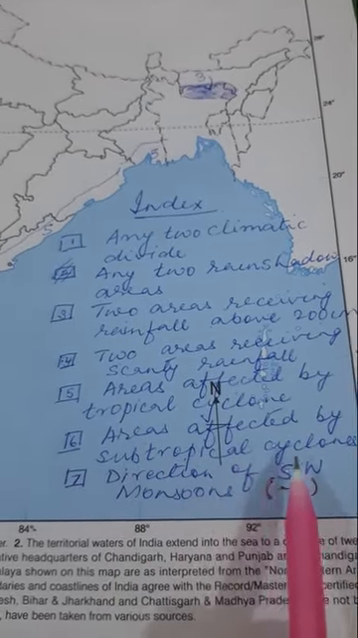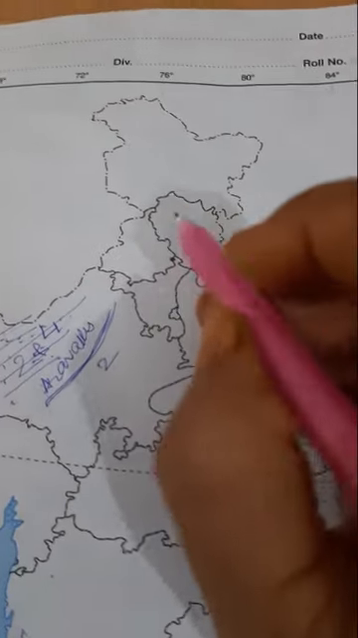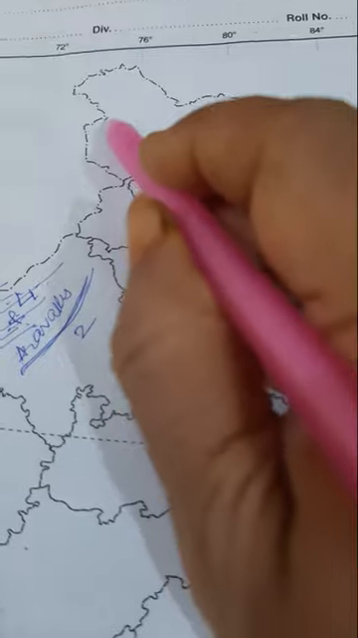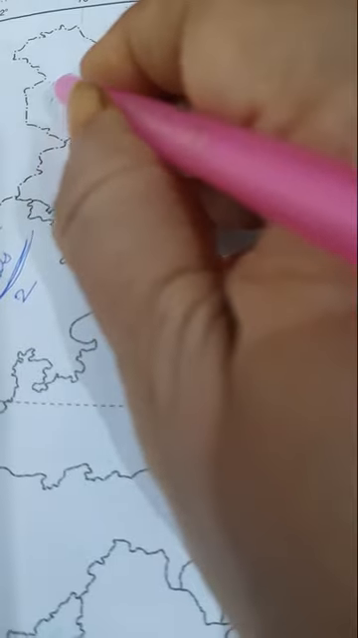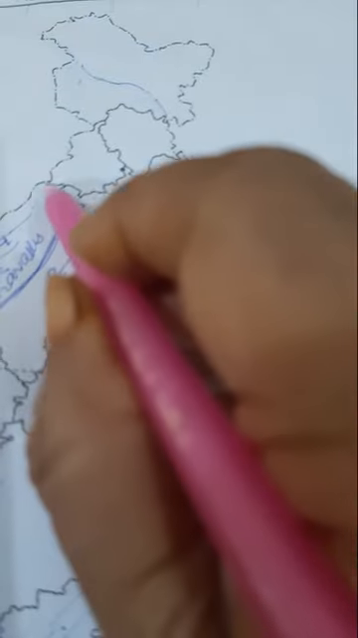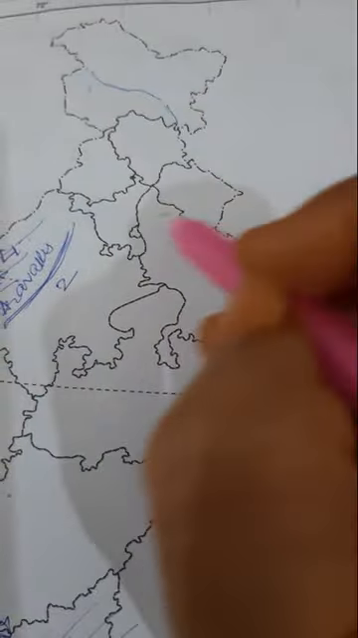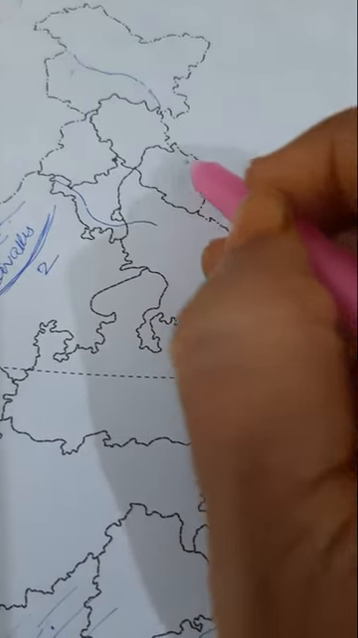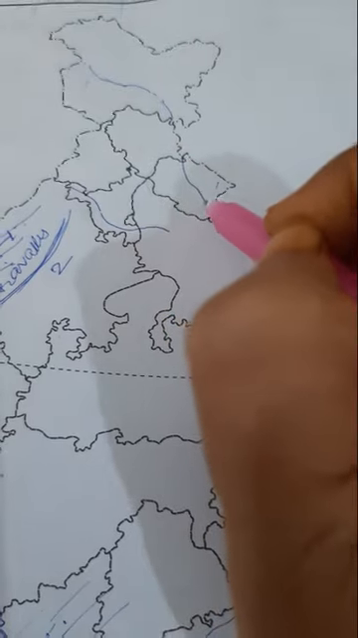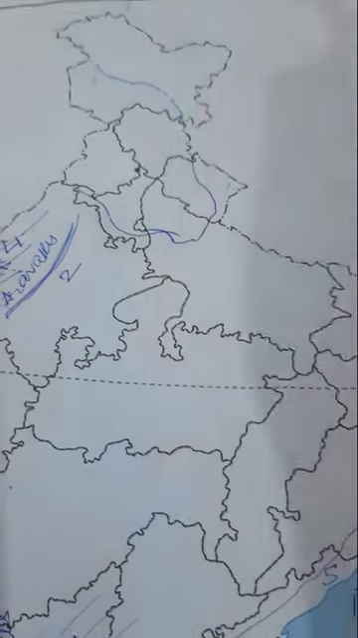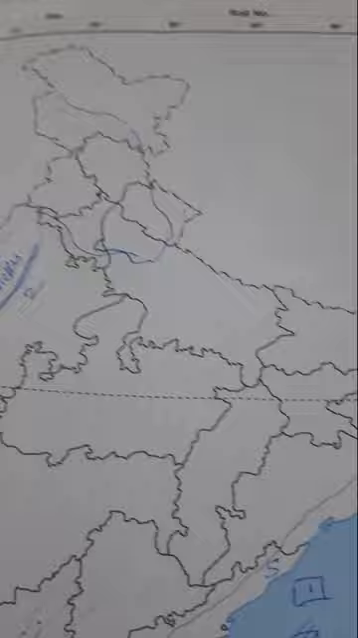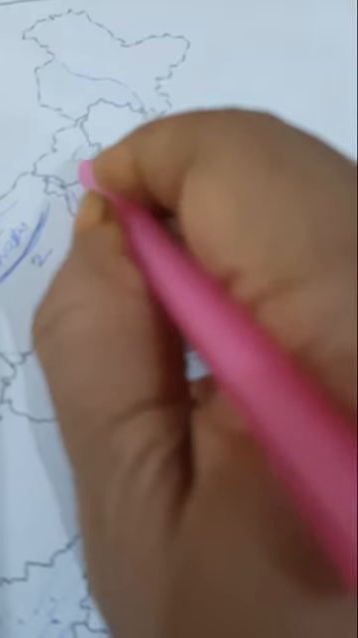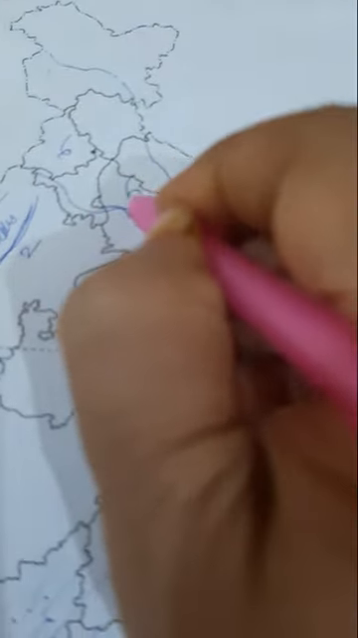Areas affected by subtropical cyclone. So the subtropical cyclones affect our northern part. This is number 6. That is the area affected by subtropical cyclone.